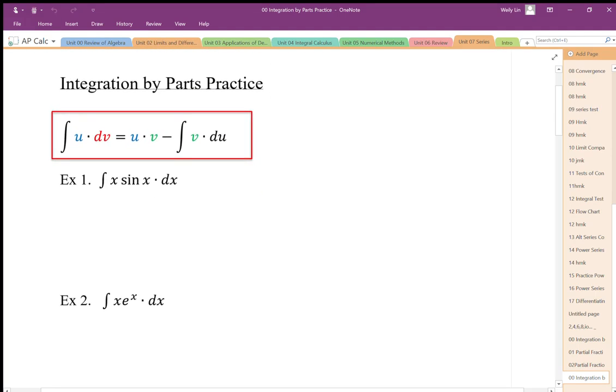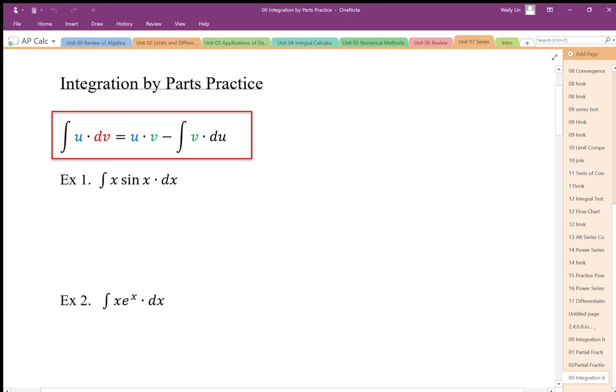So we're looking at just practicing some integration by parts. So again, the integration by parts involves a few things. First of all, we need to recognize if the integral is applicable for parts. Typically it's a multiplying type where you have a couple of factors in there.